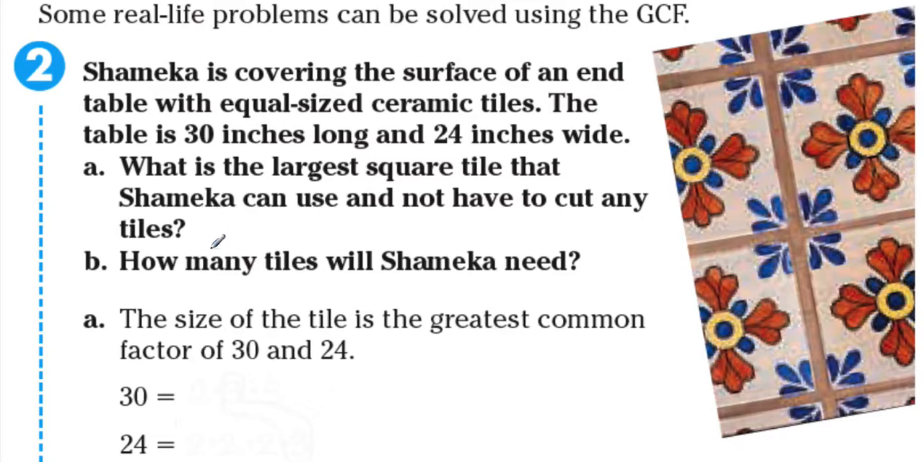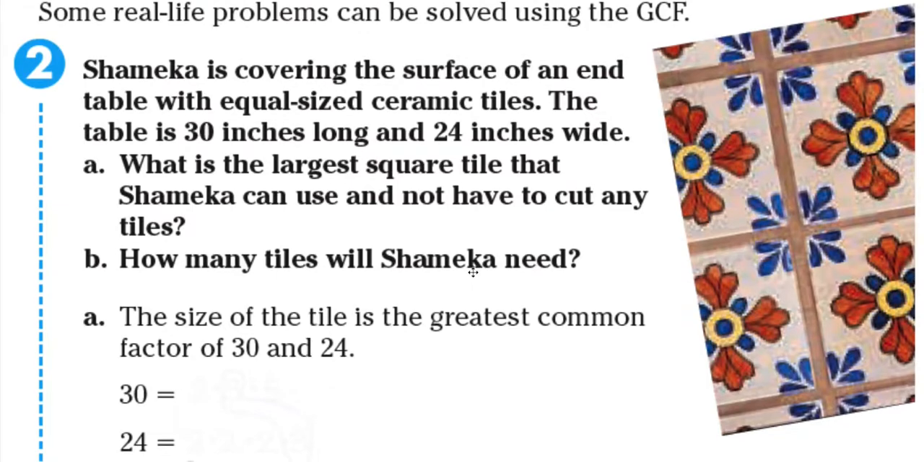Real-life examples involving GCF. Shamika is covering the surface of an end table with equal-sized ceramic tiles. The table is 30 inches long and 24 inches wide. What is the largest square tile that Shamika can use and not have to cut any tiles? And letter B, how many tiles will Shamika need?